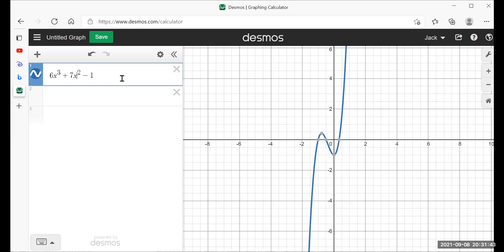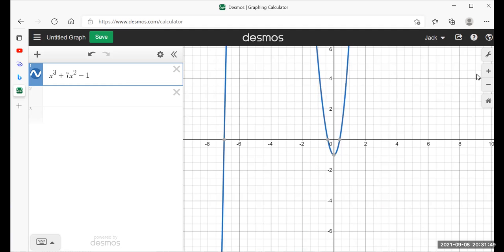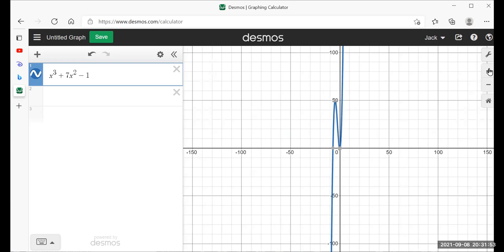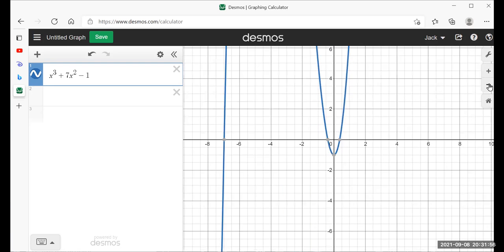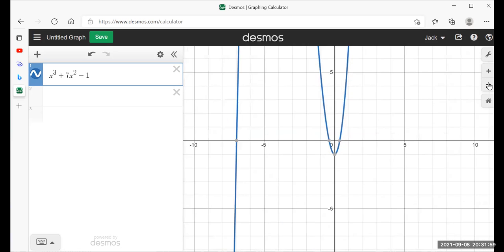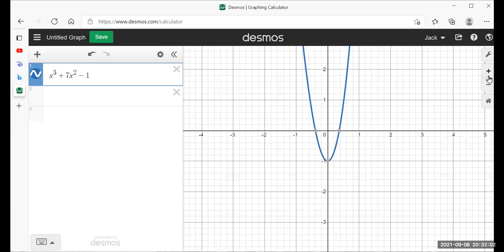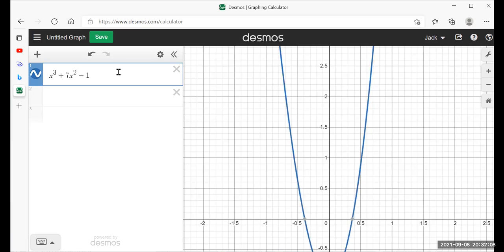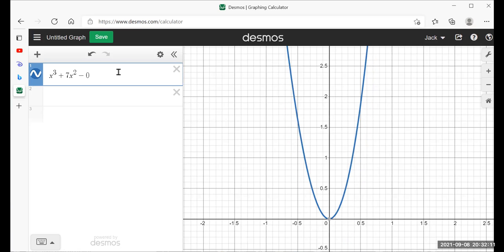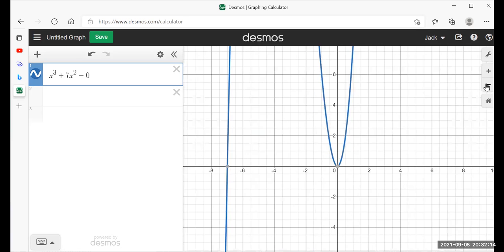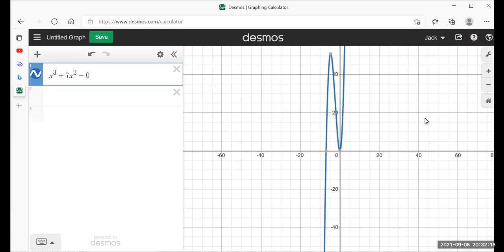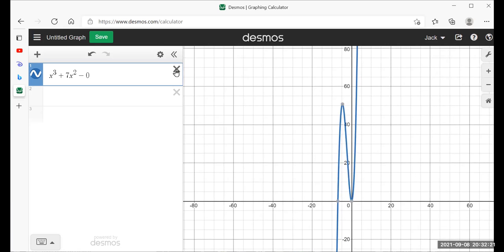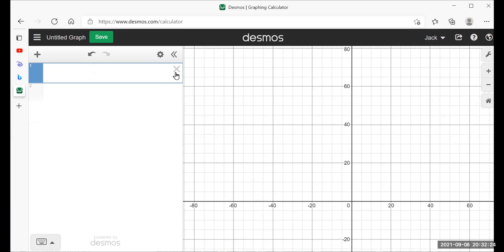But let's try. Let's make it this. If it's 0, then like this. That's pretty interesting. Holy cow. So that's what we're talking about. But let's see. We know another thing.